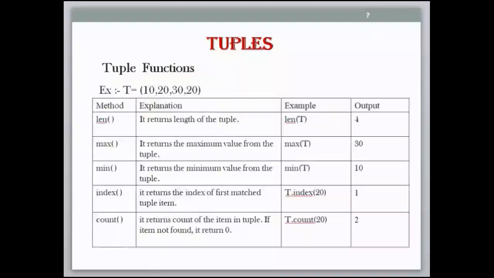Tuple functions. For example, if t is equals to 10, 20, 30, 20 and the first function is len, it returns the length of the tuple. Like len of t is 4. Max returns the maximum value from the tuple. Max of t is 30. Min returns the minimum value from the tuple. Min of t is 10. Index returns the index of the first matched tuple item. So t dot index 20 will be 1. Count returns the count of the element in the tuple. If the item is not found, it returns 0. So t dot count 20 will be 2 because there are 2 20s in this tuple.